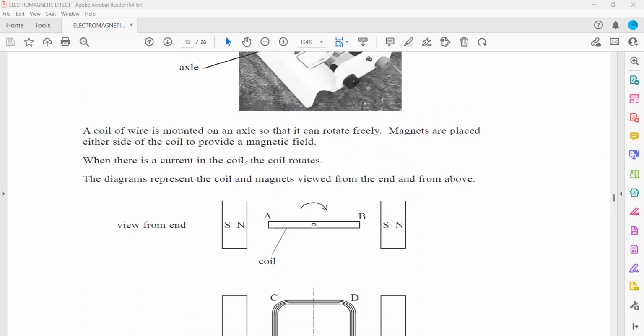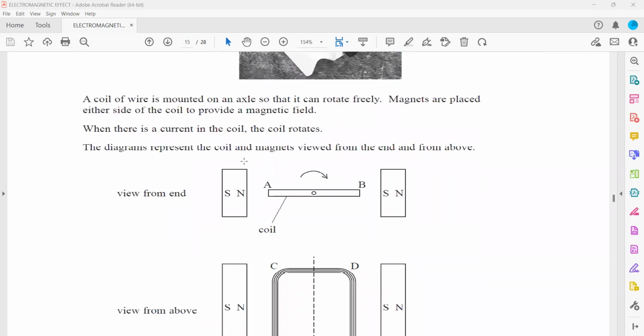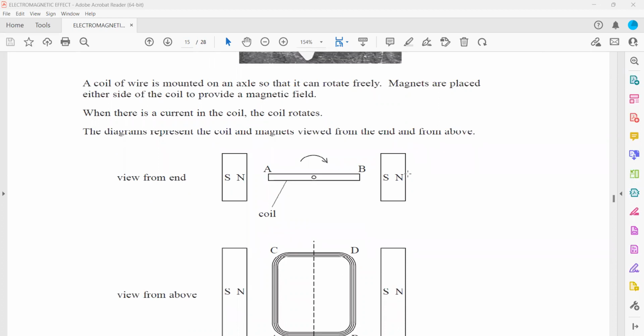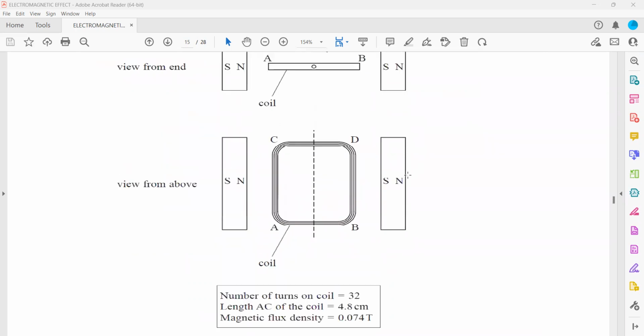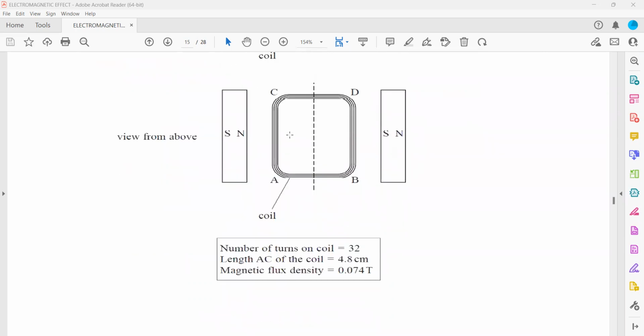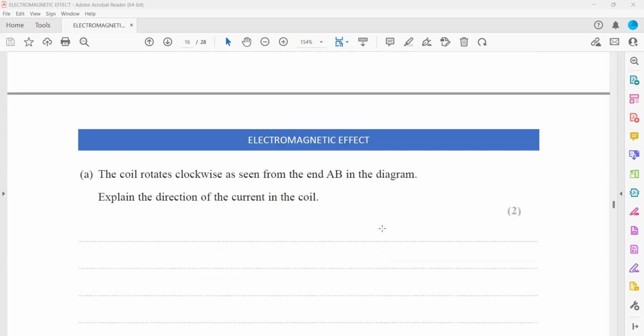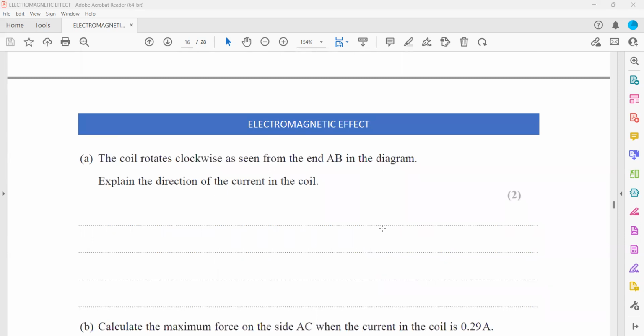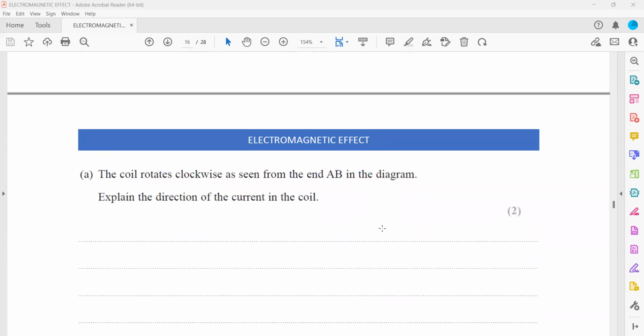The coil of wire is mounted on an axle so that it can rotate freely. The magnets are placed either side of the coil, and when there is a current in the coil, it rotates. The diagram represents the coil and the magnet viewed from the end and from above. The number of turns is given, the length of AC of the coil is given, only side AC is given, and the magnetic flux density is also given. The coil rotates clockwise as seen from A and AB. Explain the direction of the current.